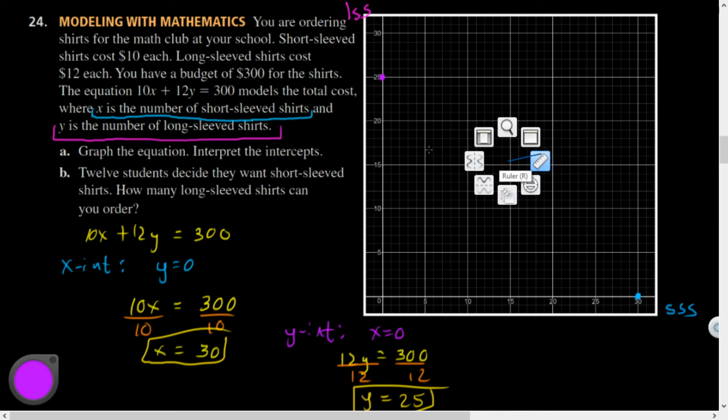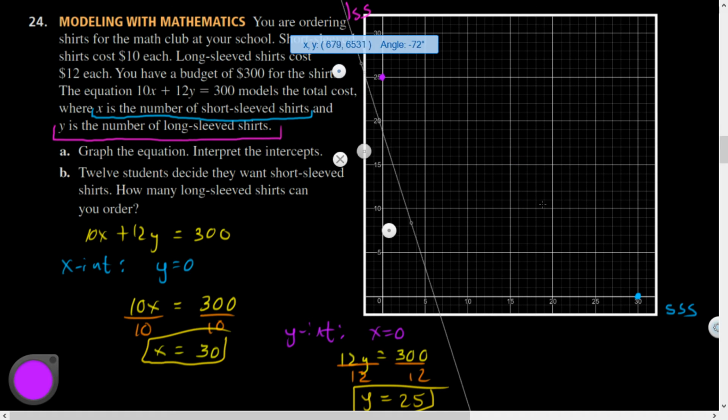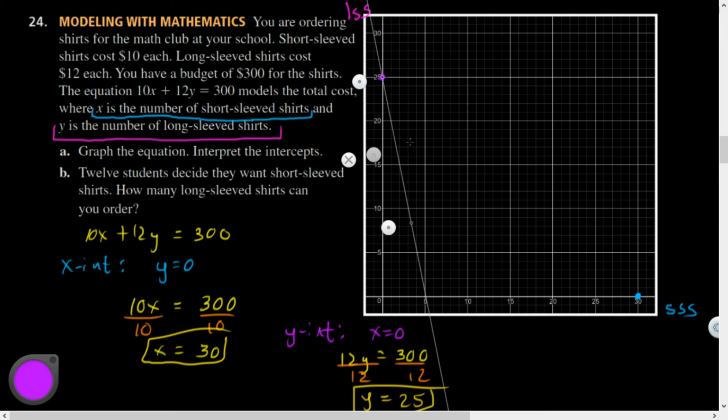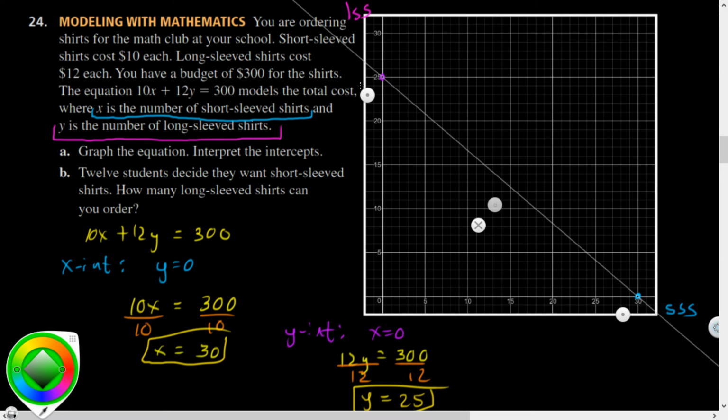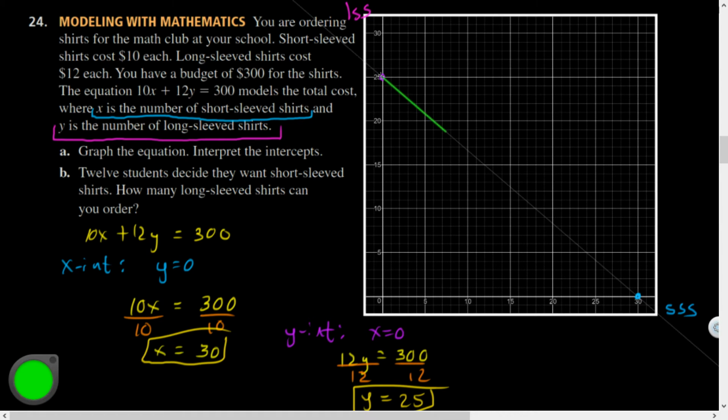Let's draw this line. And remember, this line represents all combinations of spending my $300 on shirts. Now, I'm going to restrict the domain and range to being positive, okay? I'm not going to let this go negative, because that would represent a situation in which I sold them a short sleeve shirt that I made myself so that I could buy an extra long sleeve shirt or something like that. That just doesn't make sense.